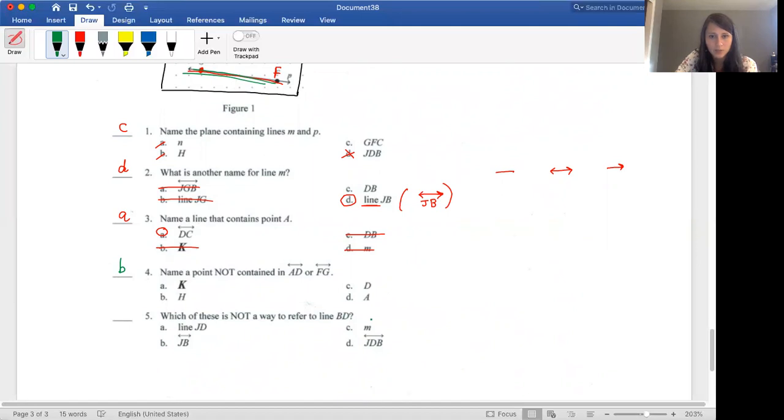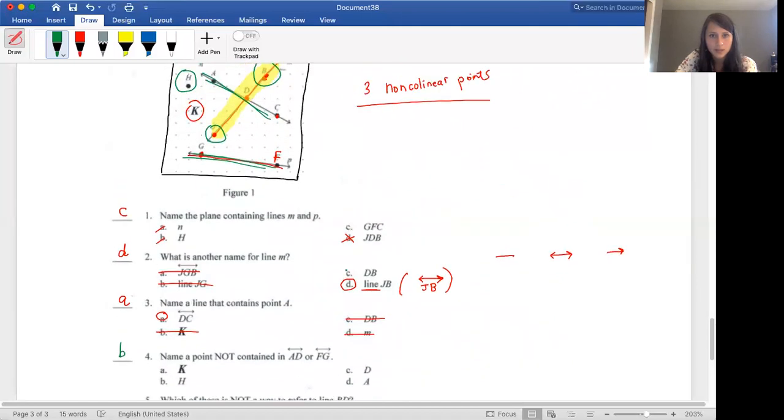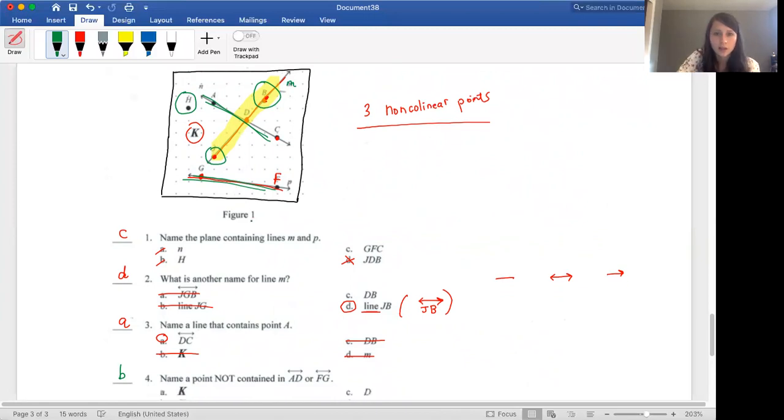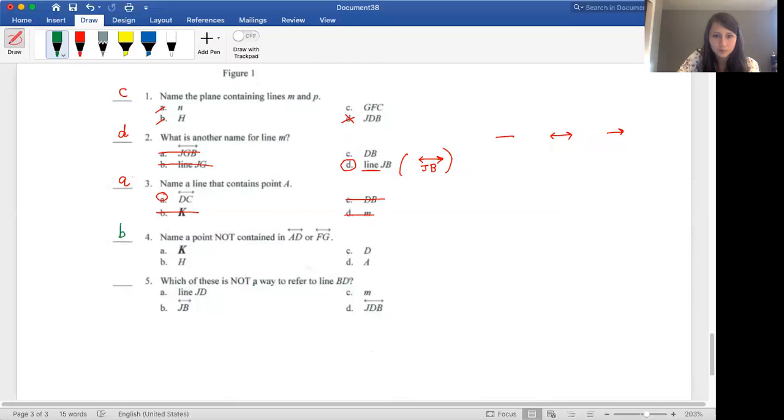So let's look at where BD is. BD is right here. Now remember, we can use the letter on the side to name it, or we can use any 2 points on the line. So let's take a look at our answer options. Well, not a way, meaning 3 of these should be ways that I can name it, and 1 of them is not a way. So M is a way, that works, right?